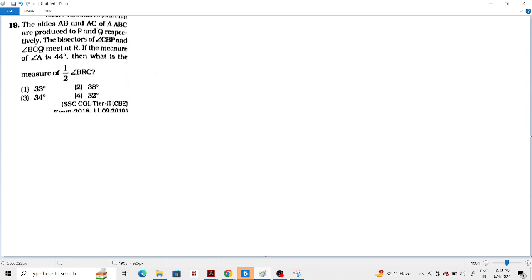The sides AB and AC of a triangle ABC are produced to P and Q respectively. The bisectors of angles CBP and BCQ meet.